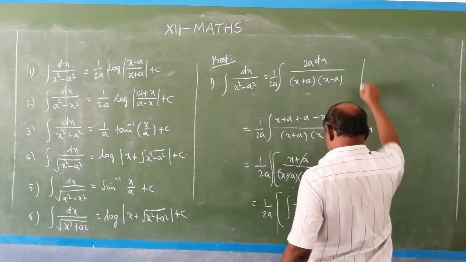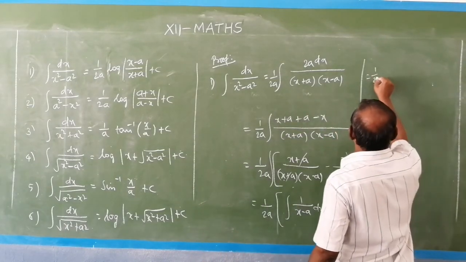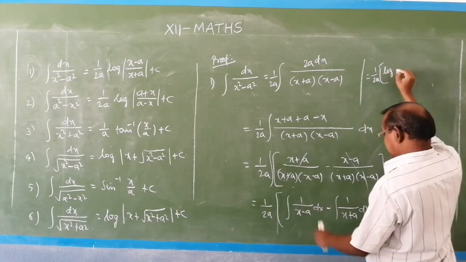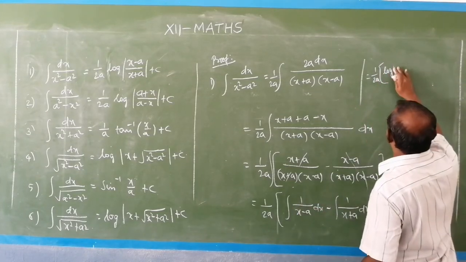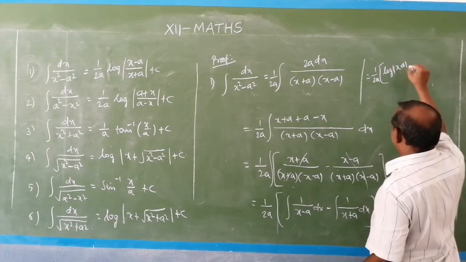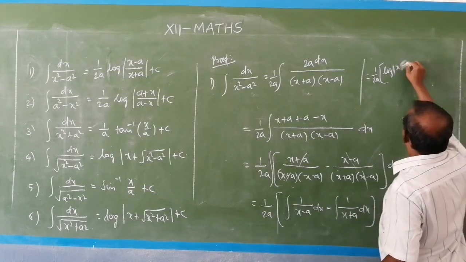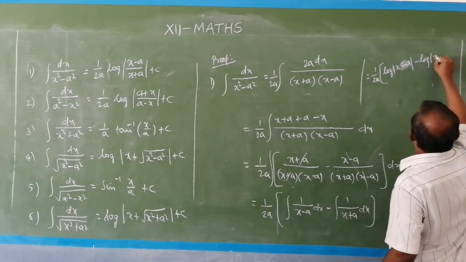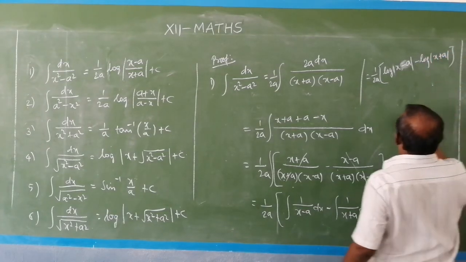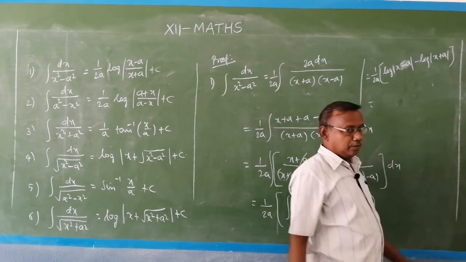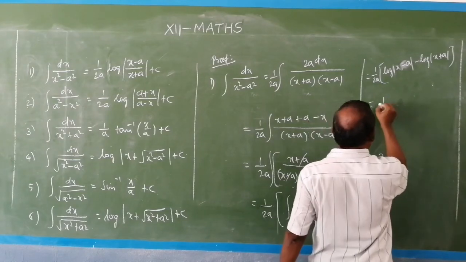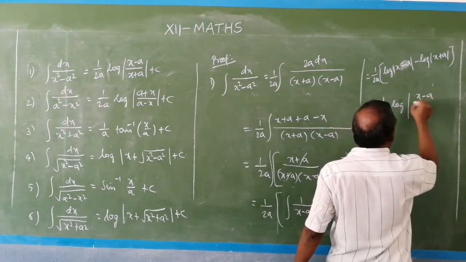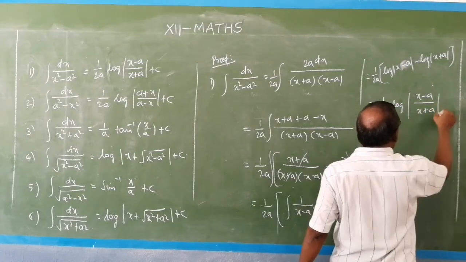This is equal to 1 by 2a into log of modulus of x minus a minus log of modulus of x plus a. We know that log a minus log b equal to log a by b. So this is 1 by 2a into log of modulus of x minus a divided by x plus a plus c.